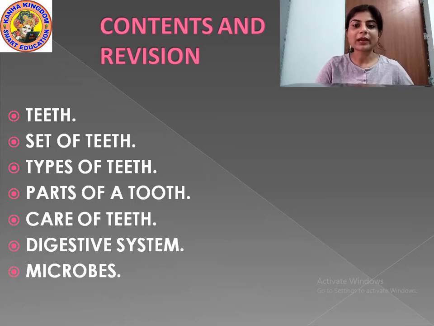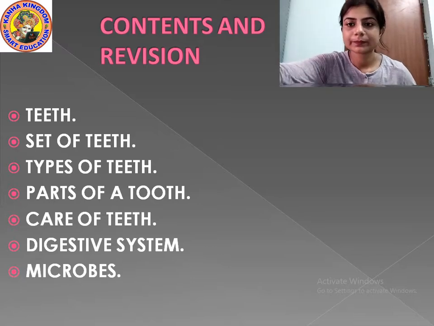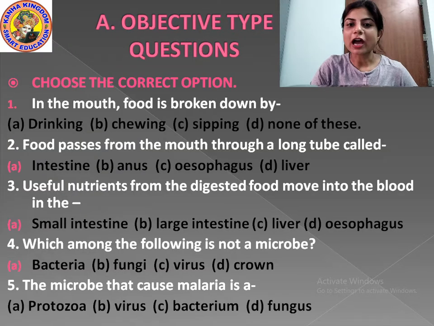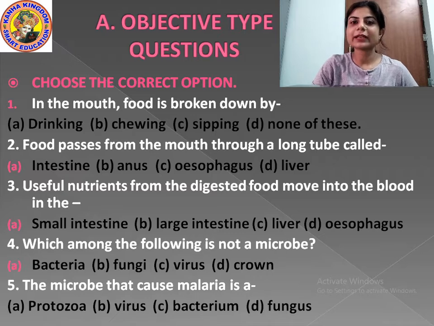Okay, so now let us move towards the exercises of the chapter. So students, now let us begin with the exercise. The first question is an objective type question. You have to choose the correct option.